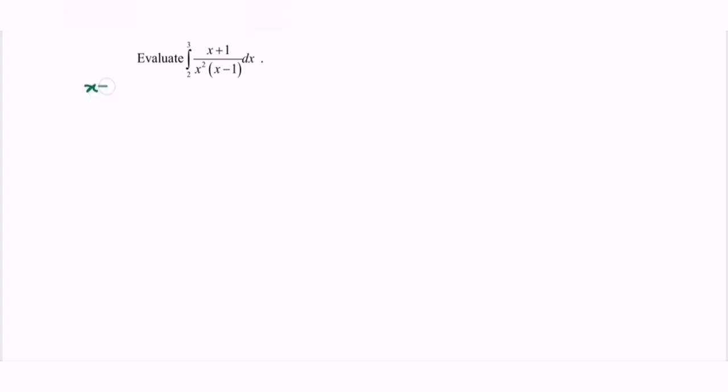So focus on (x plus 1) over x squared multiplied with (x minus 1). Here we have a repeated linear factor for the x squared. First we must have x for the first time, then only the second time. That's why we consider it a repeated linear, plus, we have the linear factor x minus 1.